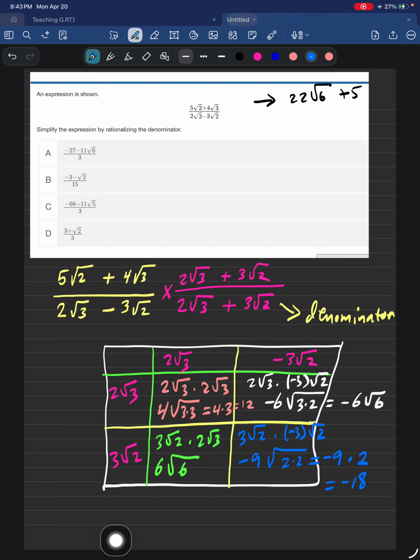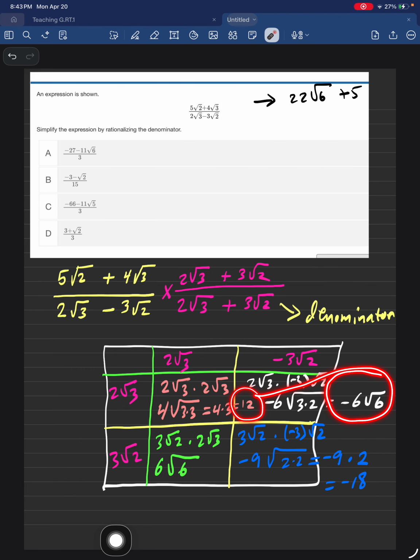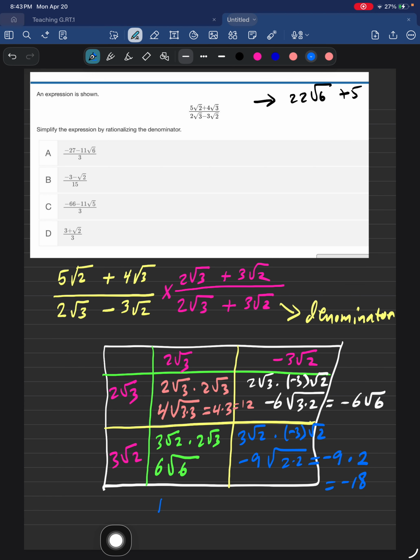Now we will take everything as follows. We start with 12, then add negative 6 square root of 6, then add 6 square root of 6, and end up adding negative 18. As you see, the negative 6 and the positive 6 square root of 6 cancel. This is 0.